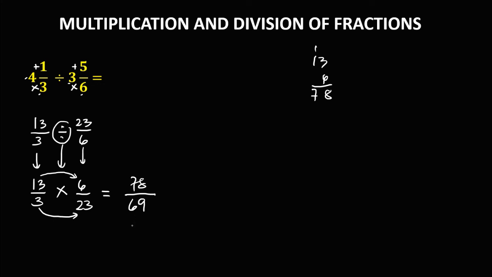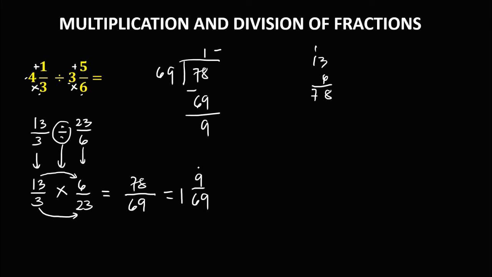Since this one is an improper fraction, we need to change this one to mixed number. So we have this 78 divided by 69. So 78 divided by 69, that's 1. So 1 times 69, this one is 69. Then 78 minus 69, that's 9. So therefore, this 78 over 69 is equal to 1 and 9 over 69.